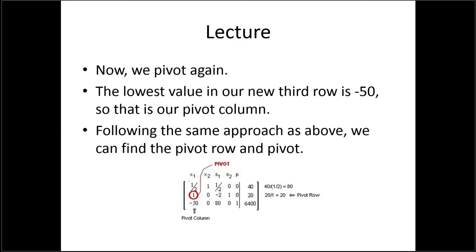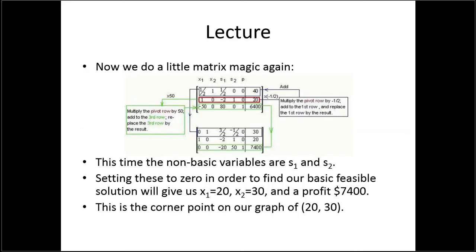So the lowest value in our new third row is -50. So that's our pivot column, and we do the same thing again. This time, we're going to pivot where the row with the 20 and the row with the -50 intersect. So the pivot is going to be 1. We do the same matrix manipulation again to get zeros everywhere else in that column except for where the pivot is.